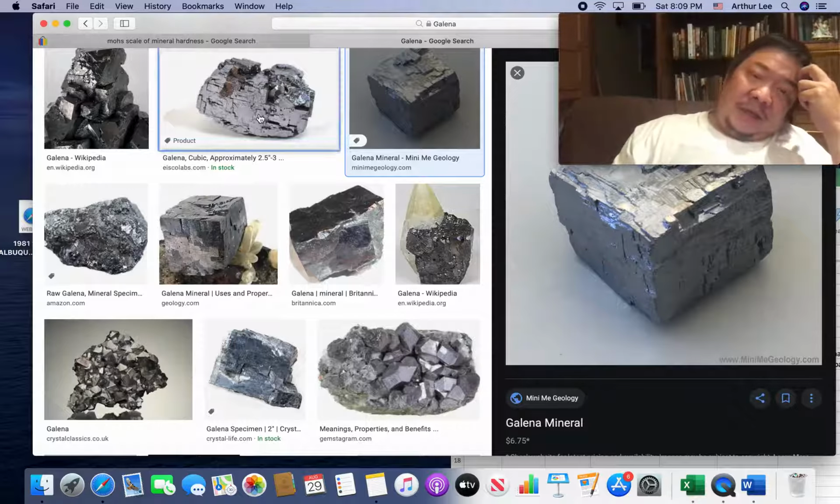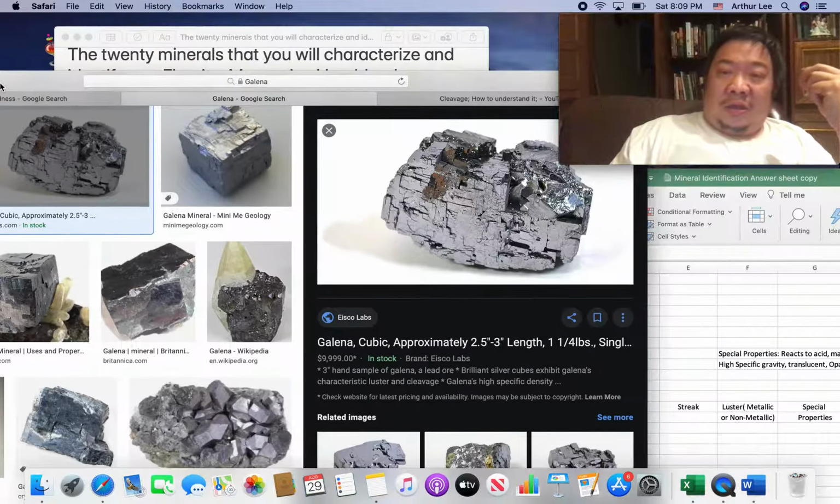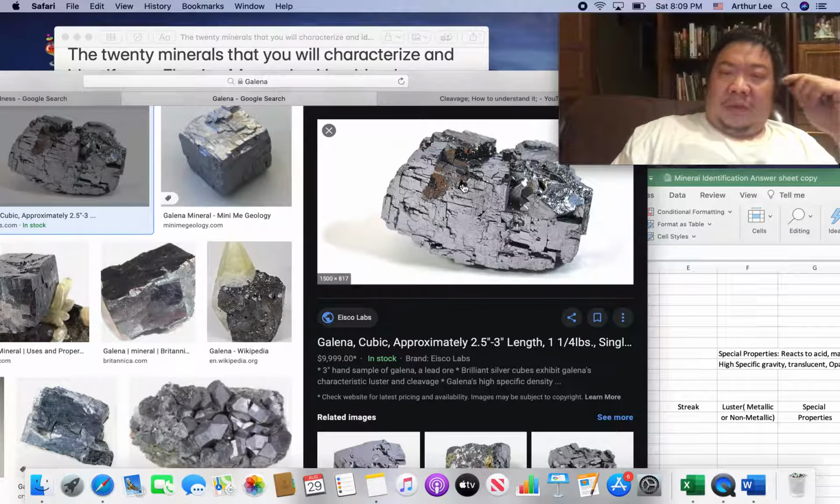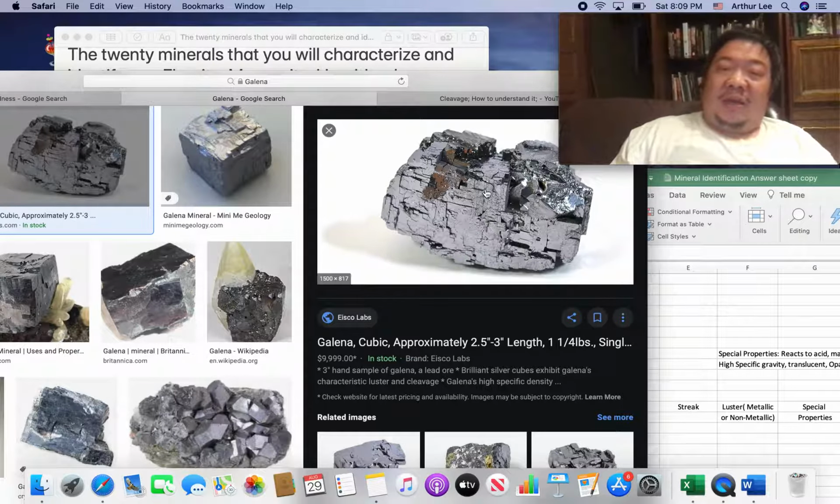Here you can see that it has good cleavage. Look how it breaks off in cubes. 3 directions of cleavage. Definitely a metal, right? Galena has a metallic luster. It's opaque. Light does not pass through it.